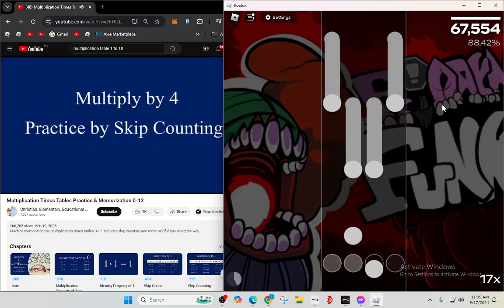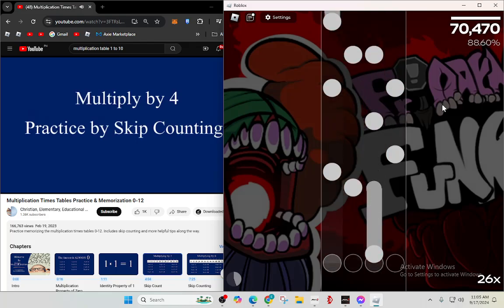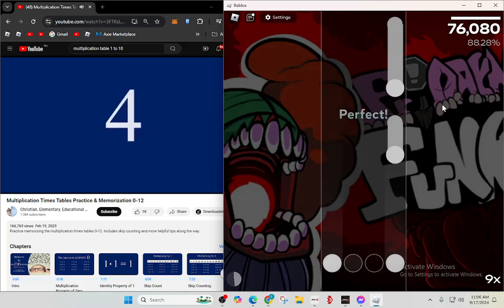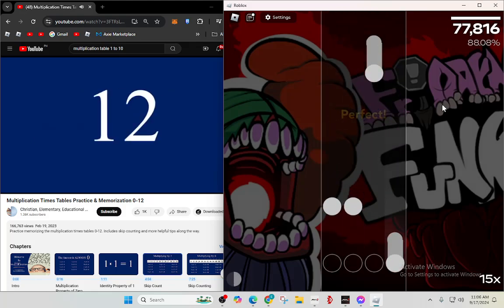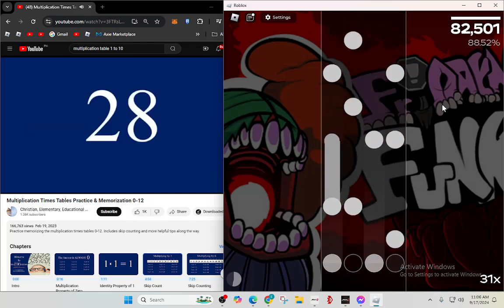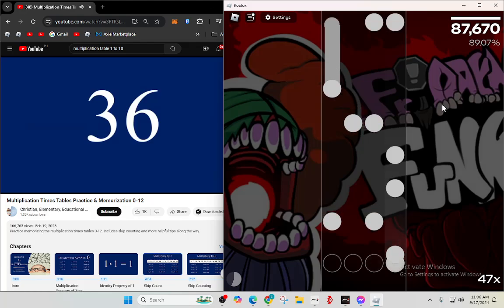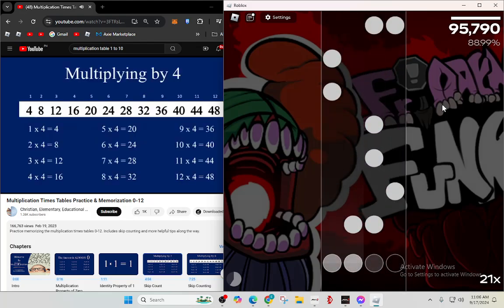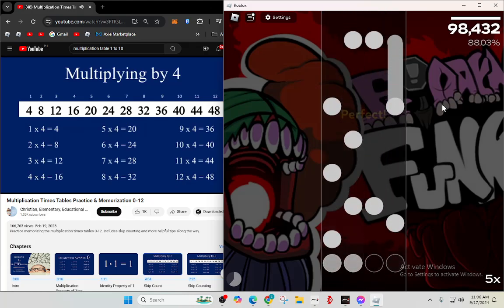Great job. Let's practice multiplying by the number 4. We're going to skip count first. Please say these numbers with me. Ready? 4, 8, 12, 16, 20, 24, 28, 32, 36, 40, 44, and 48. Very good. Now let's multiply the number 4 by 1 through 12.